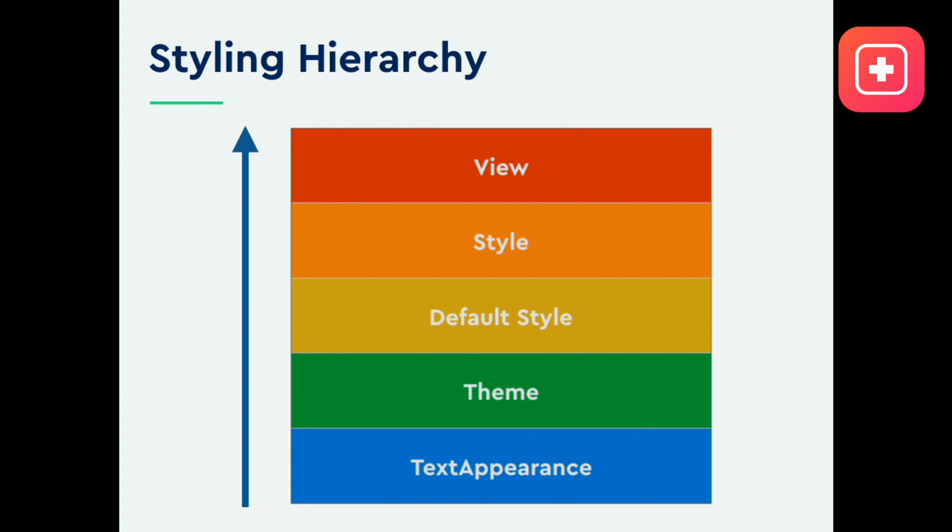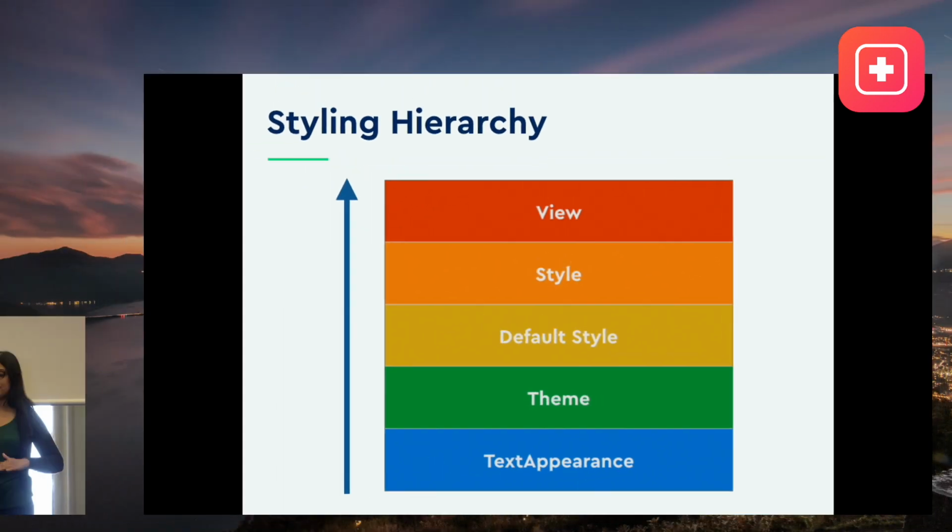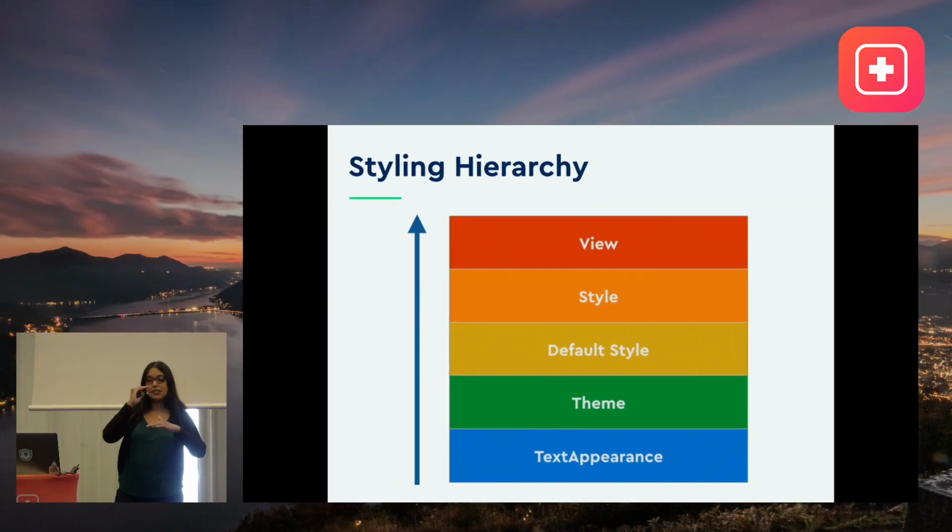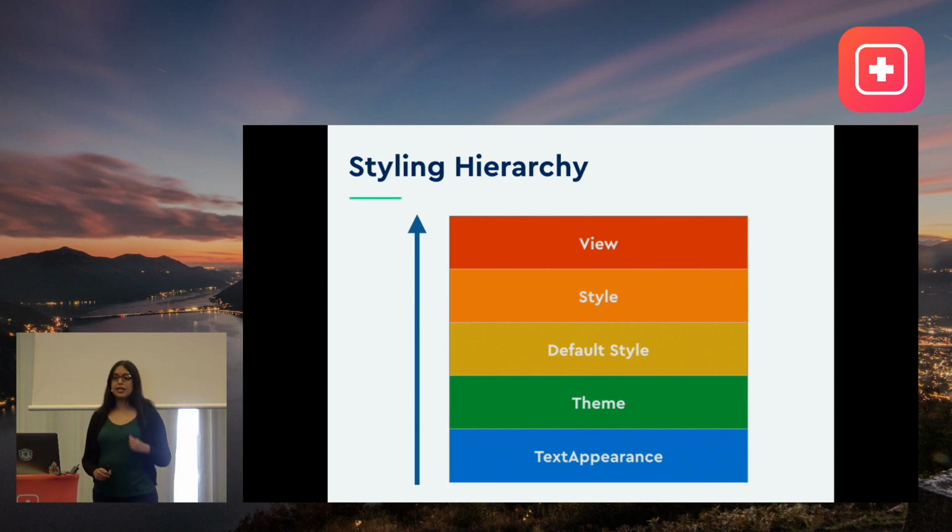So it first applies the attributes in the text appearance, then the theme, the default style, the style, and the view, which means that the attributes in the view will override the attributes in the style, will override the attributes in the default style, the theme, and the text appearance. And this is why, in the example I gave you, where android:textColor equal to blue in the text appearance and android:textColor equal to green in the style, this is why the style wins, because it's above the text appearance in the styling hierarchy.